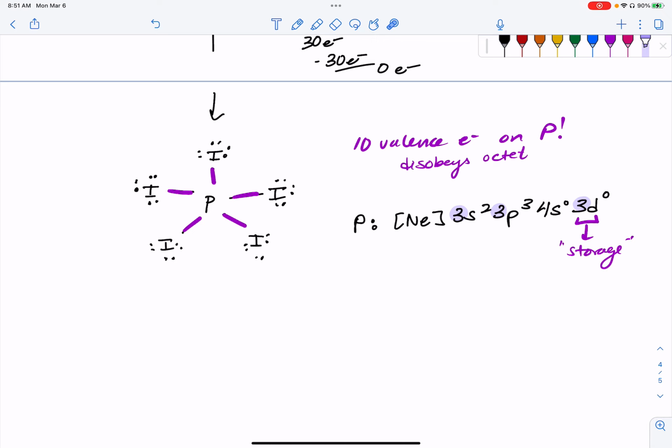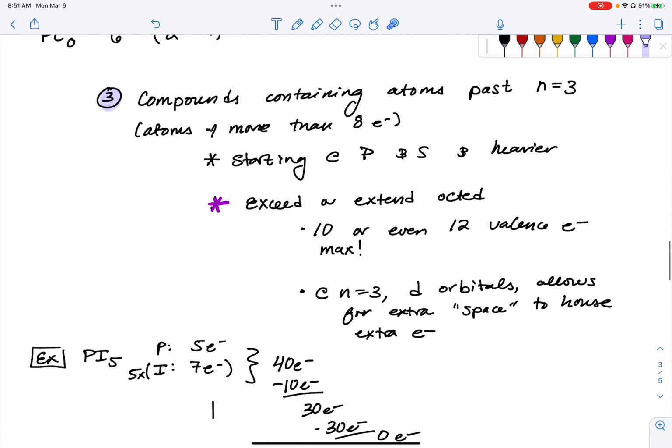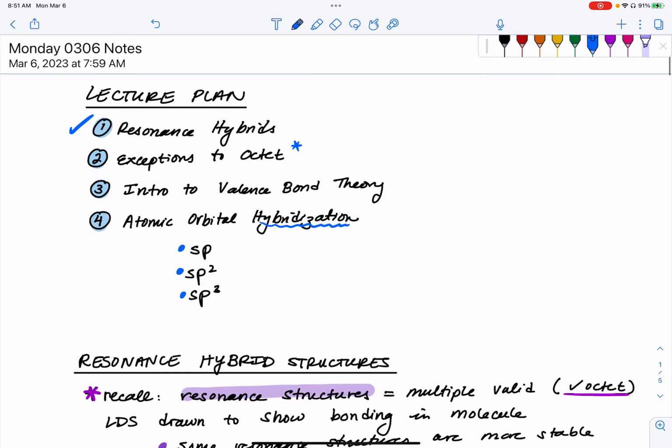So this compound does exist. It is stable. This is the most stable Lewis dot structure. And even though it has 10 valence electrons on the phosphorus, it disobeys octet. This is still something that happens. So just be mindful of these exceptions to octet, where you have atoms with odd numbers of electrons, atoms that have a total of more than 8 electrons, so anything past phosphorus or sulfur, and then atoms that have fewer than 8 electrons. These are all things that might break your octet. So don't fret if that happens.